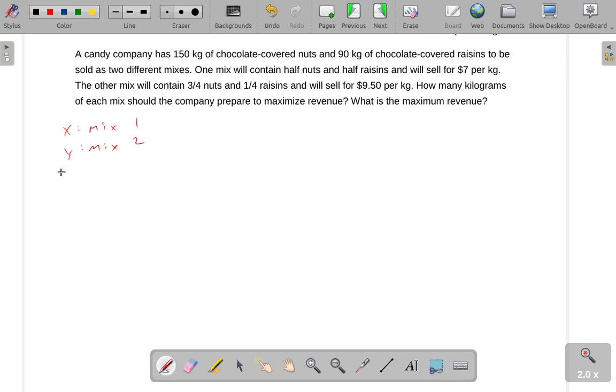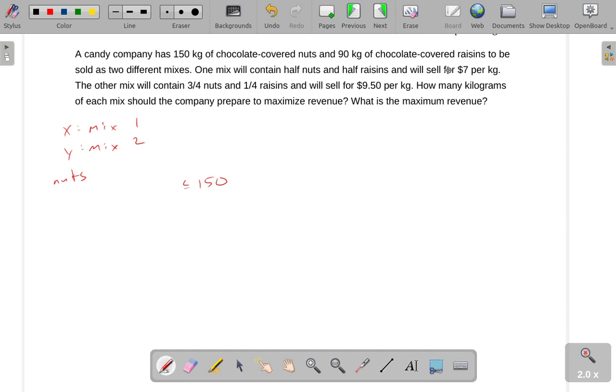Next, I need to come up with any constraints. I need to read through this and say, okay, what kind of restrictions are there? Well, there's at most 150 kilograms of chocolate-covered nuts that can be used in both of these two mixes. I cannot exceed that 150 kilograms. So for my constraints, I'm first going to say the amount of nuts. The total amount of nuts that are used needs to be less than or equal to 150. We're constrained to at most 150 kilograms.